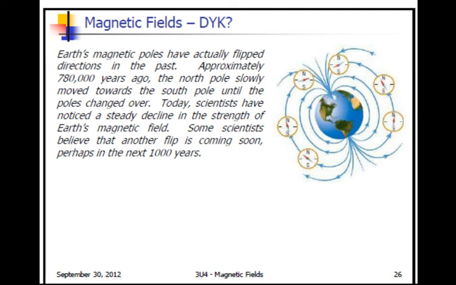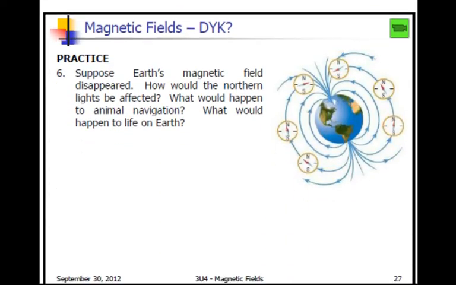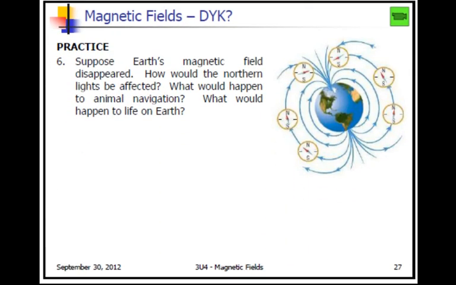If that happens, a lot of devices that are based off the idea that the Earth's magnetic field is oriented with a north at the south, and in our north we have the South Pole, a lot of those devices would have trouble working. And this last question just gives you an idea. What are some other things that might happen?